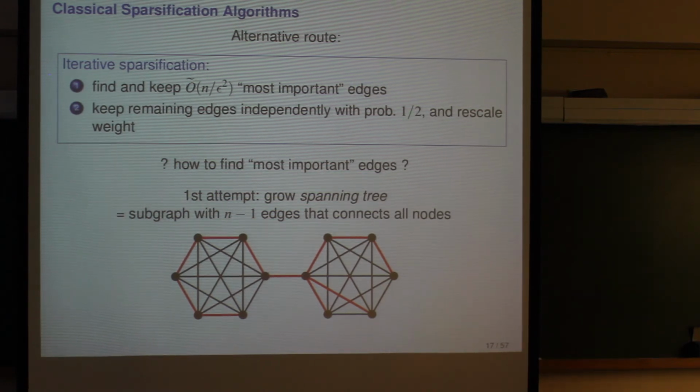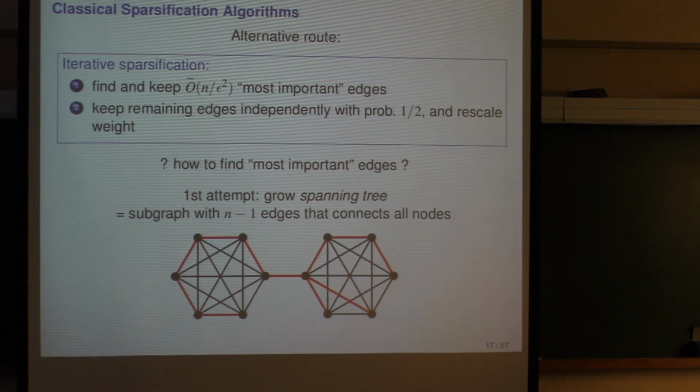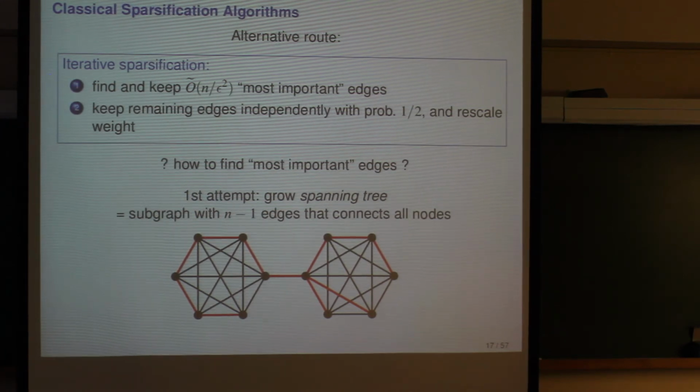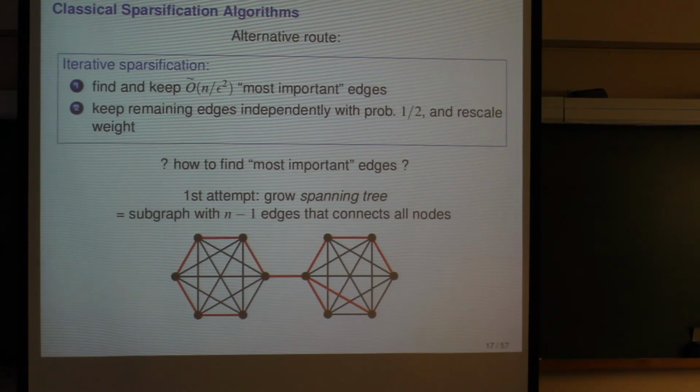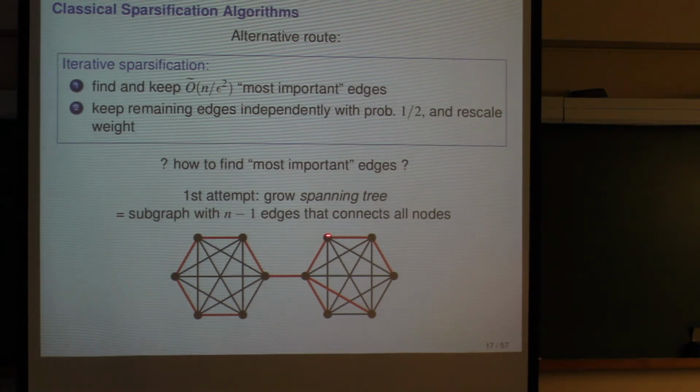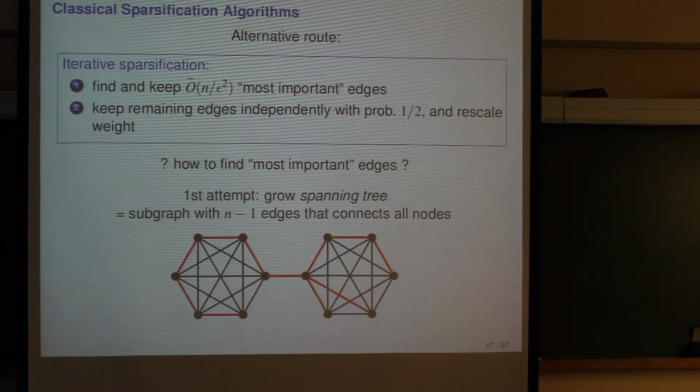Okay, so a spanning tree is a subgraph which is a tree. It has at most n-1 edges, but if the graph is connected, then it will have n-1 edges. Basically, it connects all nodes that were originally connected. So if this node and this node are connected in the original graph, there's a path between them.